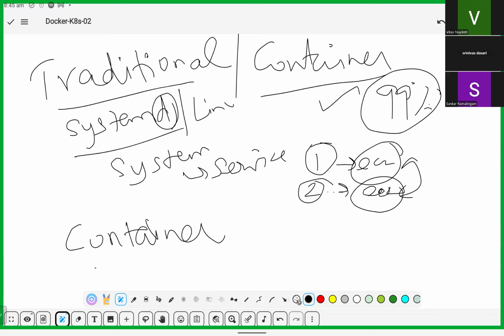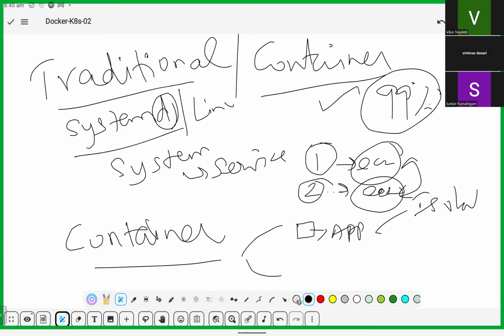What is container-based deployment? Basically, it abstracts your operating system and puts a small piece inside, in which you run the application. That is why it is isolated, lightweight, and portable. Any questions on this, Srini or Vikas? No. No, Shankar, I got it. Okay.